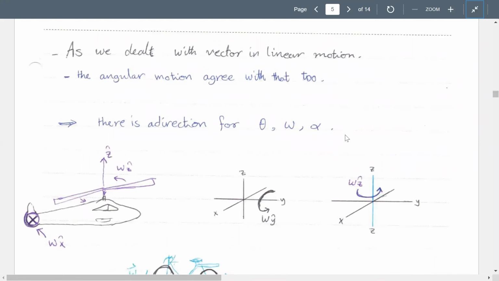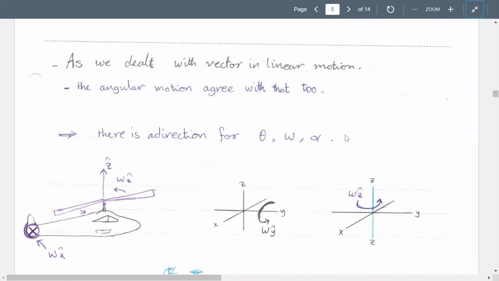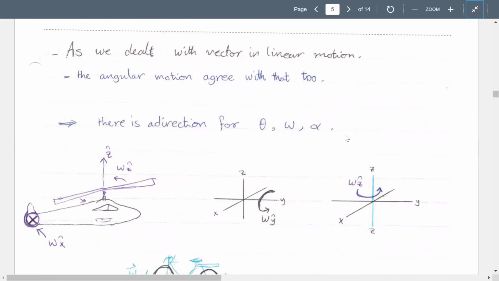Now, if you remember from before, velocity is a vector, and acceleration is a vector. Are there any vectors in rotational motion? Yes, we have.